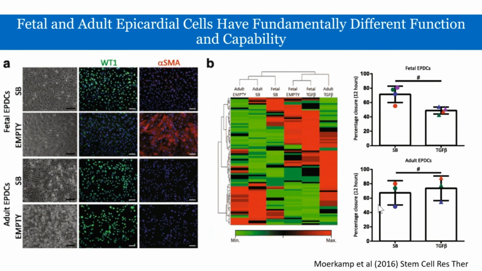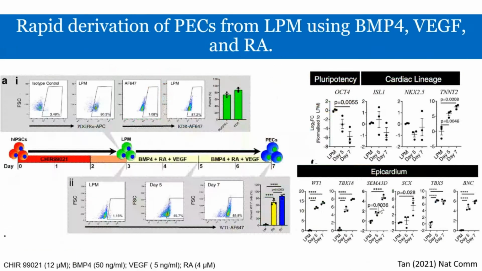The beauty of using induced pluripotent stem cells, or iPS cells, is that we are able to generate these cells from pluripotent stem cells and expand them for our use. So we looked into the signaling pathways involved in early epicardial development, and we directed the differentiation of the induced pluripotent stem cells by initiating lateral plate mesoderm formation using prolonged Wnt activation in the early stage. From the lateral plate mesoderm, we then stimulate with three major factors: BMP4, retinoic acid, and VEGF.